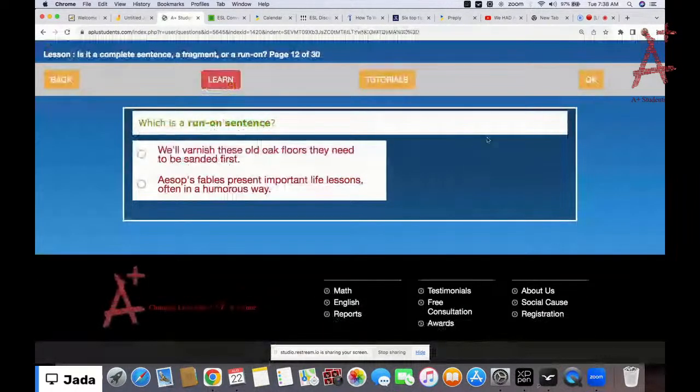so run-on sentence. So we will varnish this floor or flow. They need to be sanded first. Also, fables present important life lessons, often in a humorous way. So it should be this one.